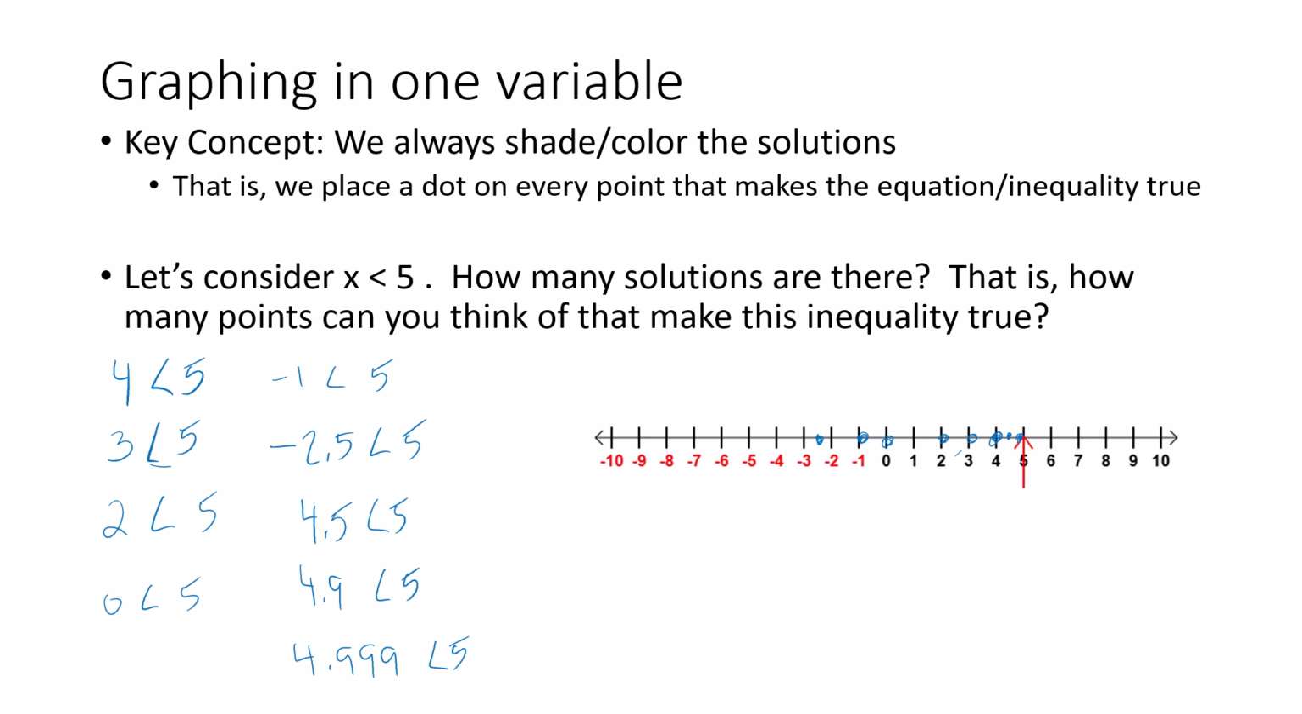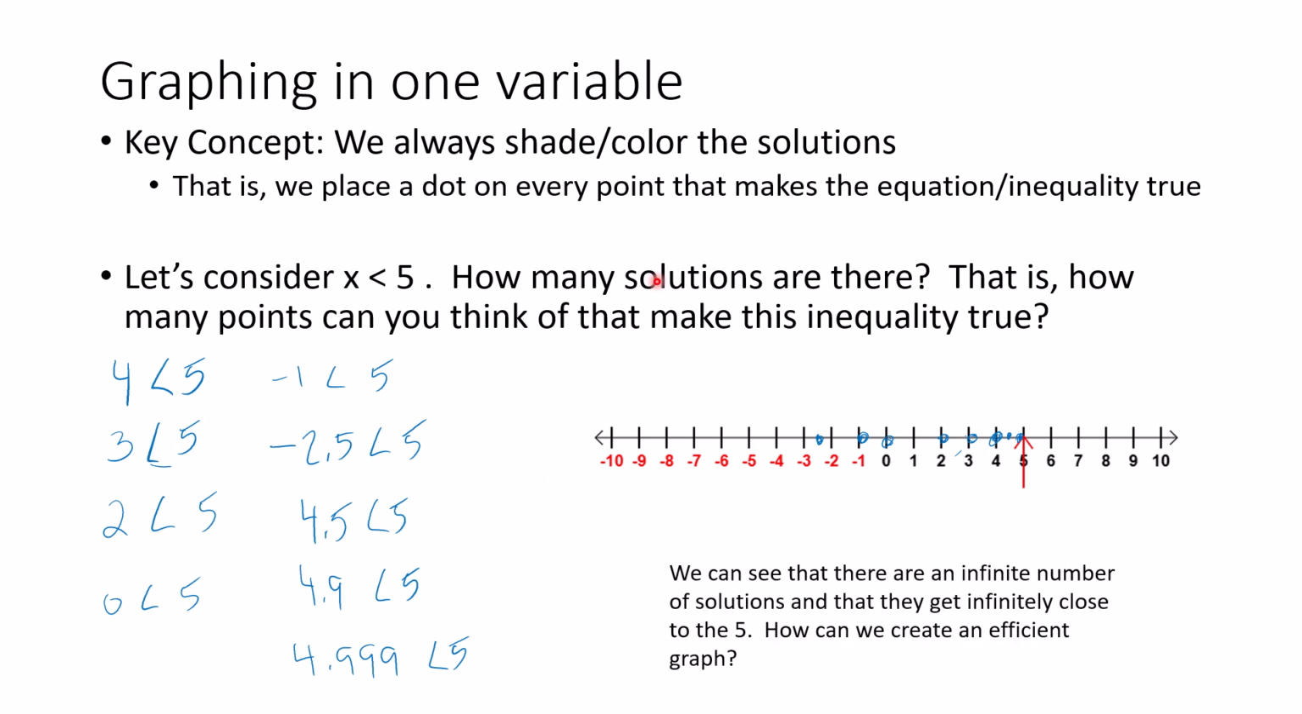And what you might have noticed is that all of the dots that we put in there are all on one side of the 5, and we certainly did not come up with an exhaustive list of all the numbers. So what we can see from this is that there are an infinite number of solutions. We could keep doing this forever. You could just keep generating more and more numbers that are less than 5, and they get infinitely close to the 5, meaning we have like 4.9 and 4.99 and 4.999 and 4.99999, however many nines you'd like to have there, that would be less than 5, but not the actual 5. So we're getting closer and closer to that 5.